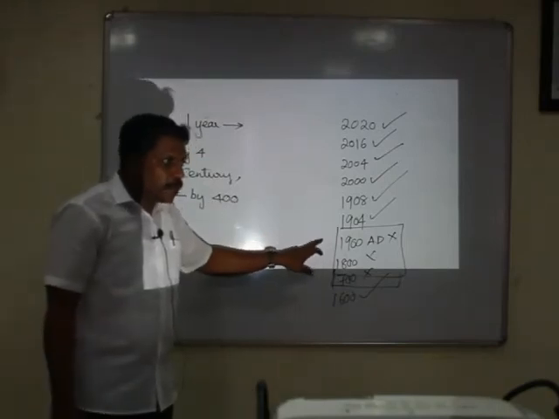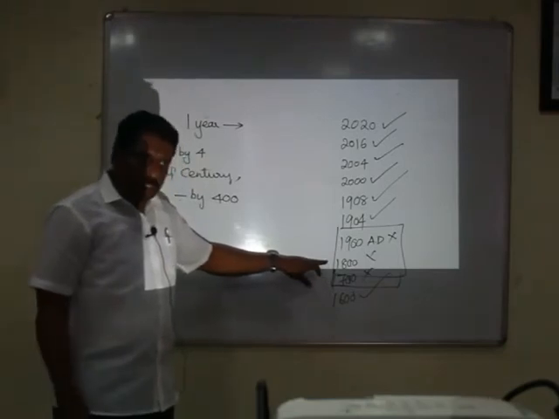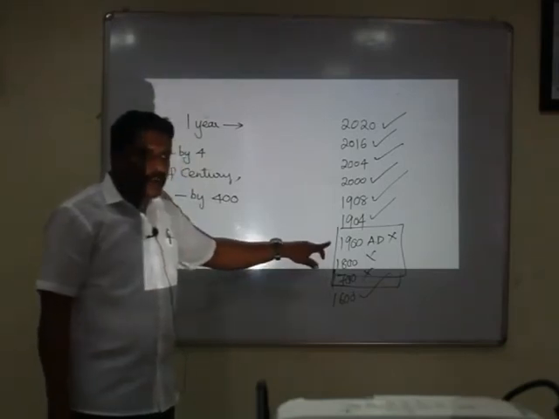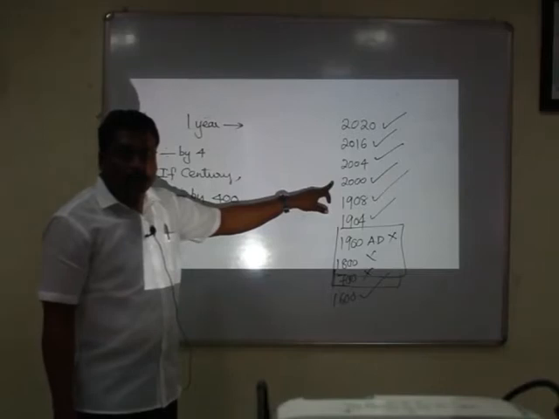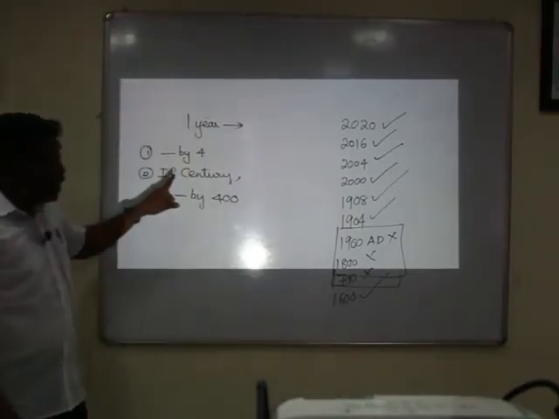They should be divisible by what? 400. Is 1700 divisible by 400? 1800, is it divisible by 400? 1900? But what about 2000? Yes. What about 1600? Yes. Right. So two conditions are there.